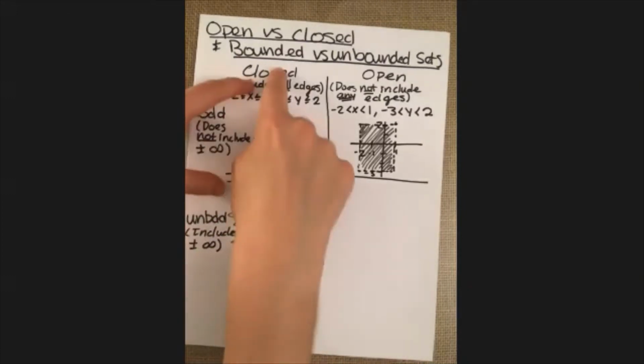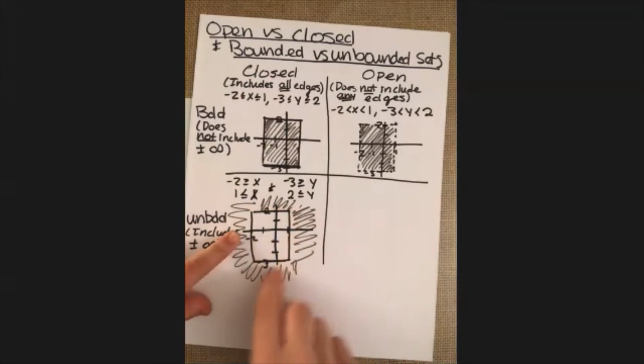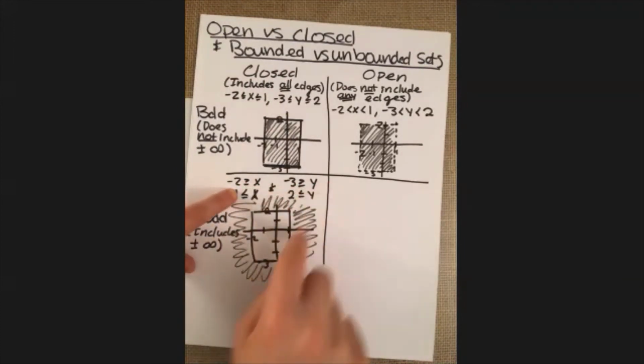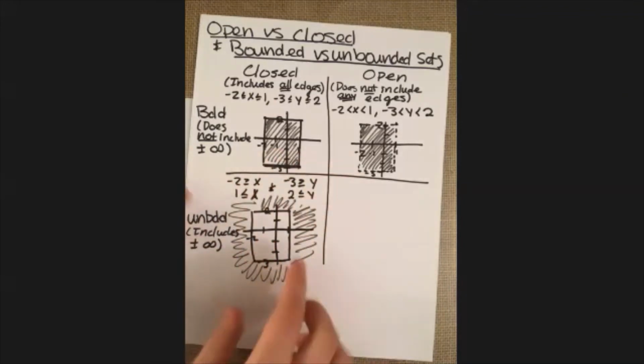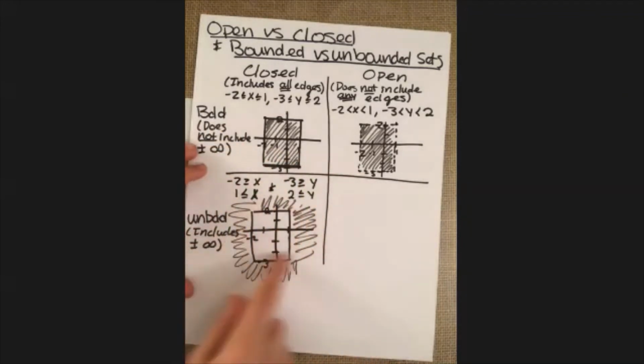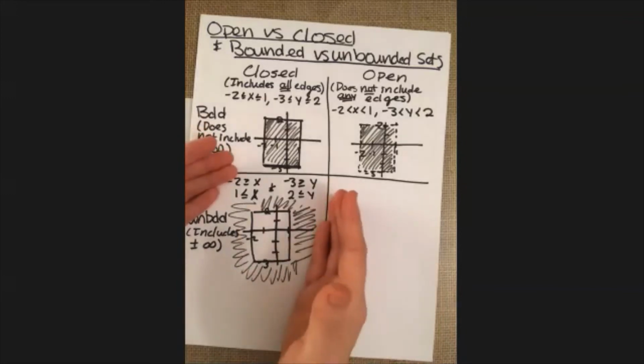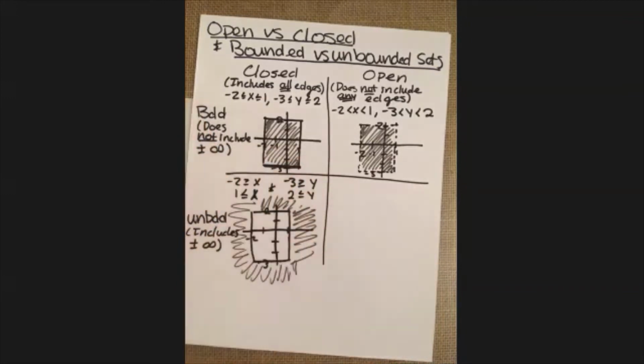So it is closed because it includes the edges that are given here because of those equal signs, and also if we look at the picture. But it is unbounded because it's pretty much everything outside of this rectangle, and there's no shape that we could put on here that would contain all of that.